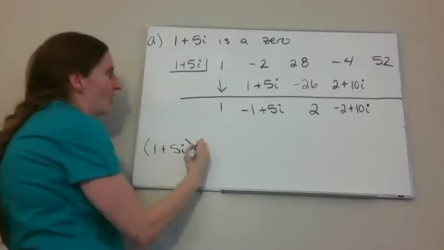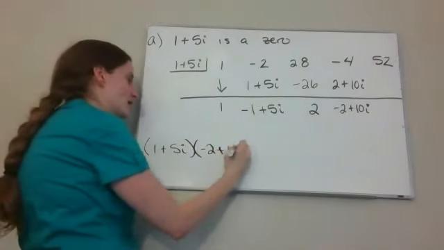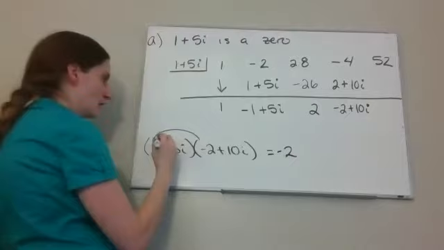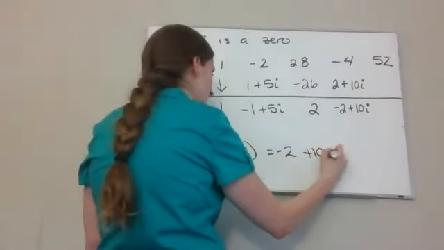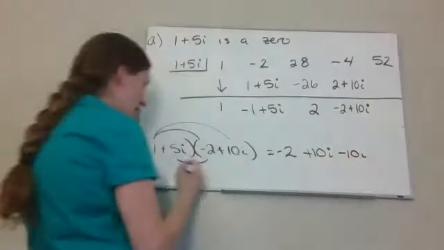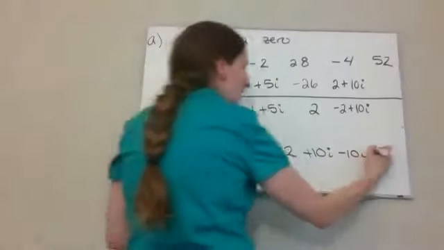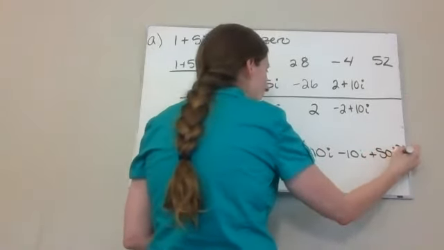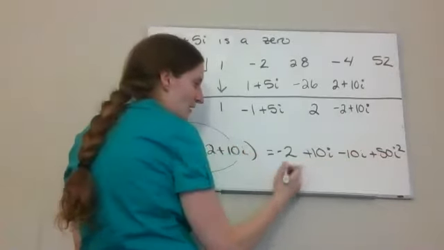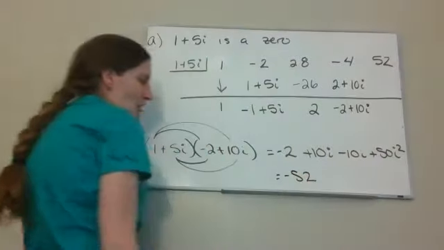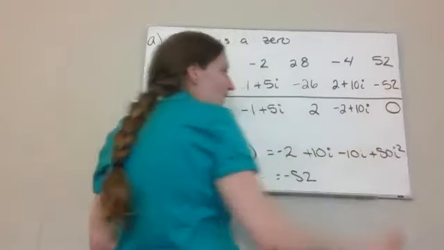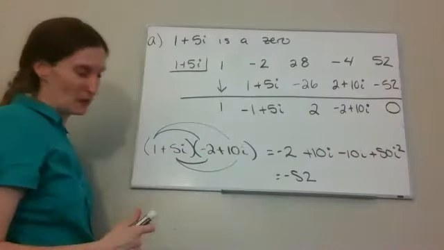So 1 plus 5i times negative 2 plus 10i. I get 1 times negative 2, which is negative 2. I have a plus 10i. I have a minus 10i. And 5i times 10i is 50i squared. Well, i squared again is negative 1, so this is really negative 50. So combining like terms, I get negative 52. Which is good news because that means I have a 0 as my remainder, like I was supposed to get.